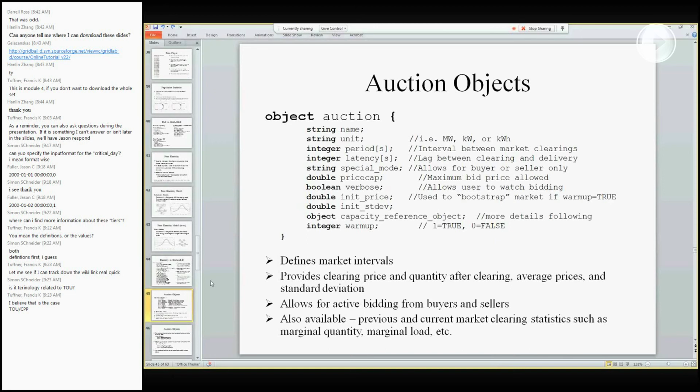But when we look at an auction object, there are a few basic things that we need to specify. Obviously, the name, which becomes very important because we're trying to direct other devices to find them. So in this case, the name is very important.